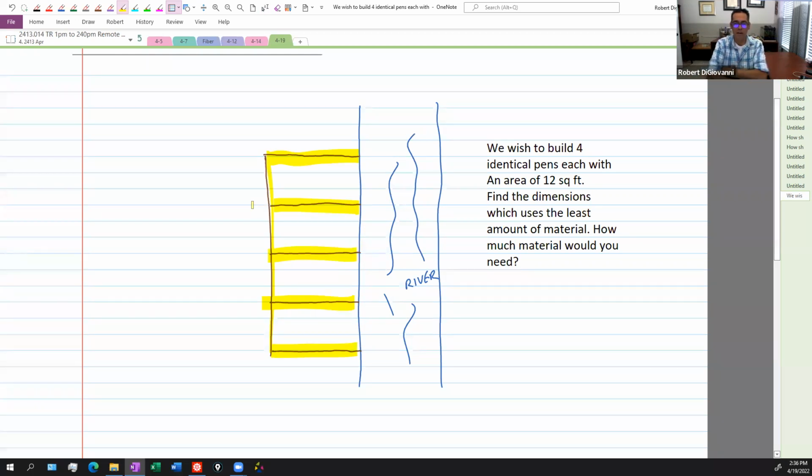See if you can figure out how to build this so that each pen has 12 square feet, but you use the least amount of material possible. And then tell me how much material that is. Do you understand the question? It's the exact same question as the one we just did, the one right before this, but your formulas are different. See how it goes, all right?